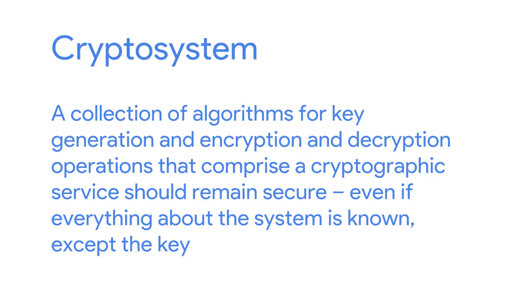So clearly, security through obscurity isn't something that you should rely on for securing communication or systems, or for your house for that matter. This overall concept of cryptography is referred to as Kirchhoff's principle. This principle states that a crypto system, or a collection of algorithms for key generation and encryption and decryption operations that comprise a cryptographic service, should remain secure, even if everything about the system is known, except for the key.